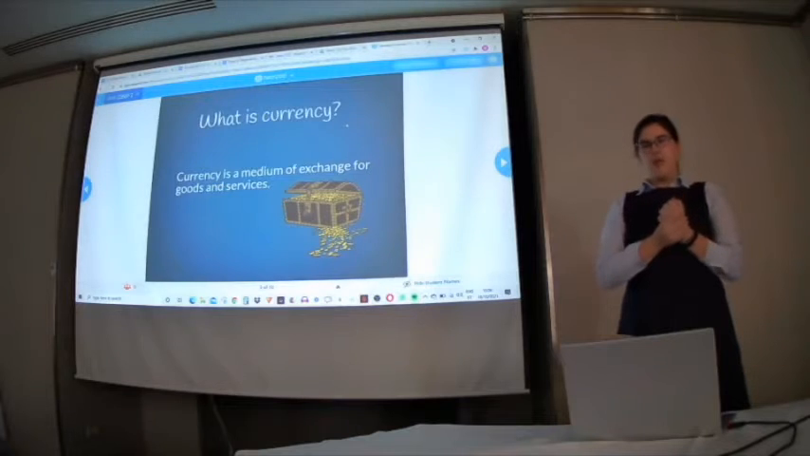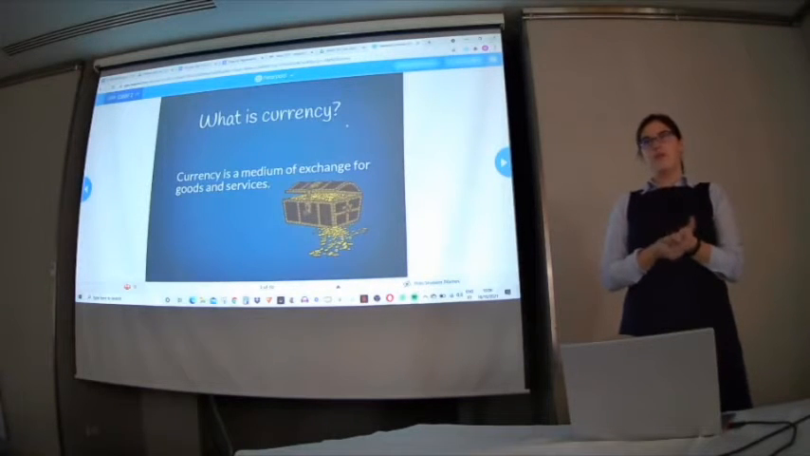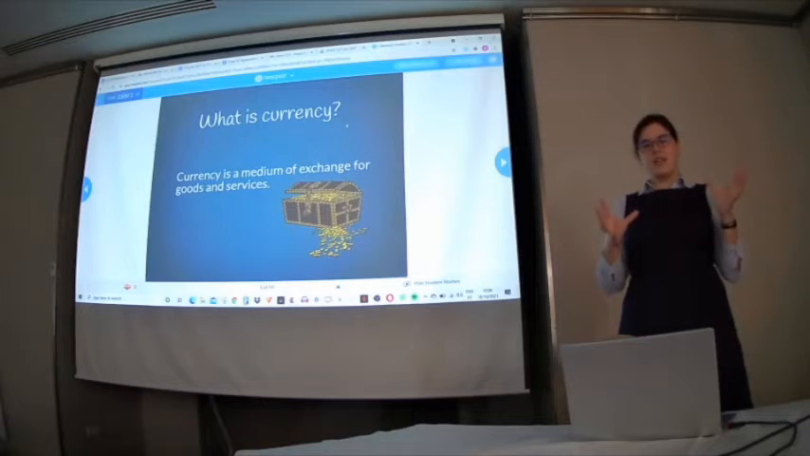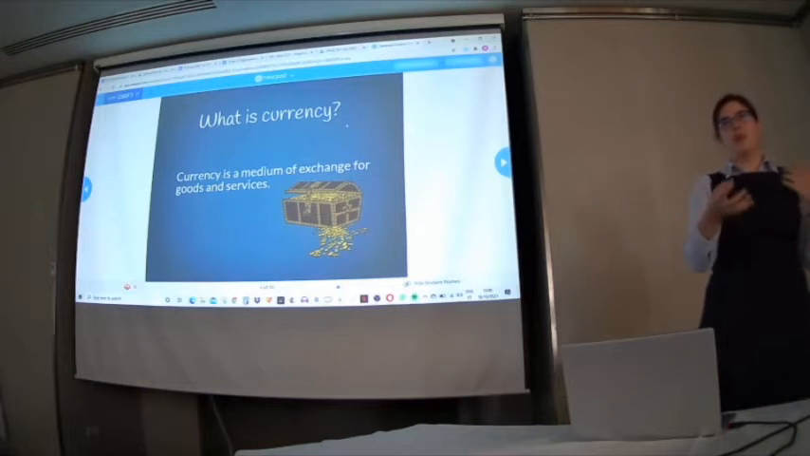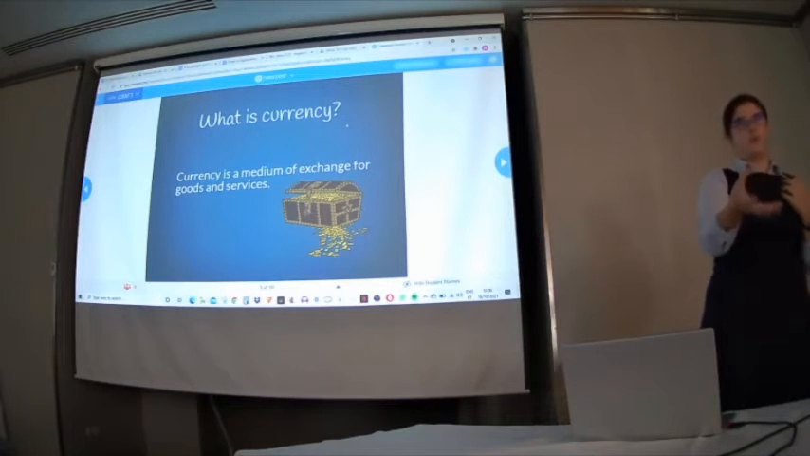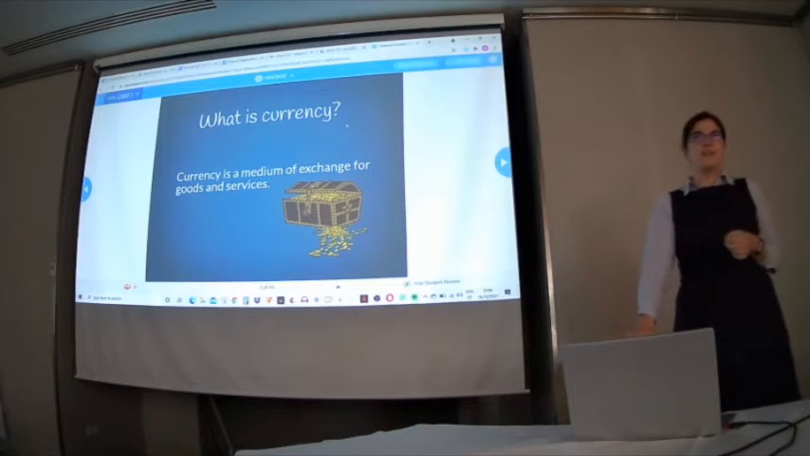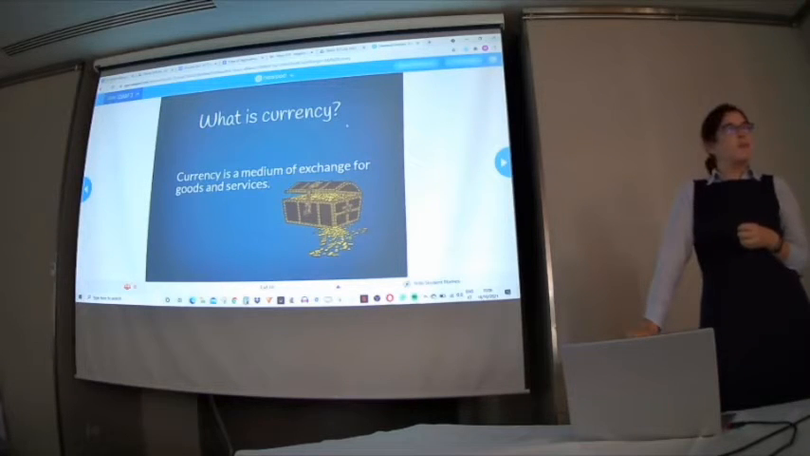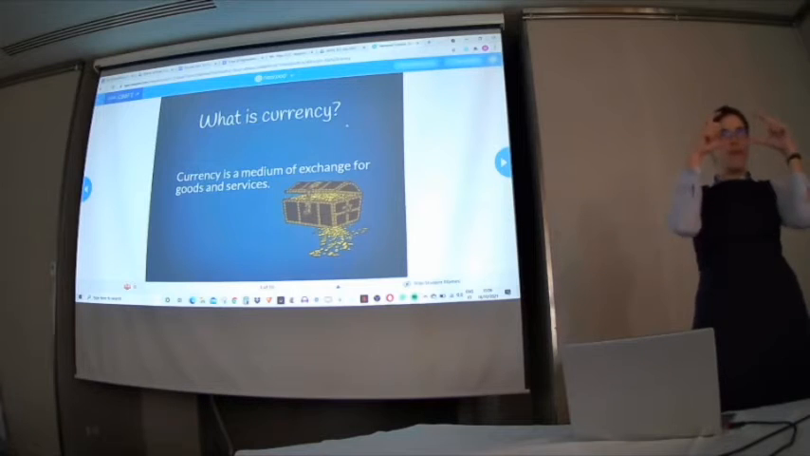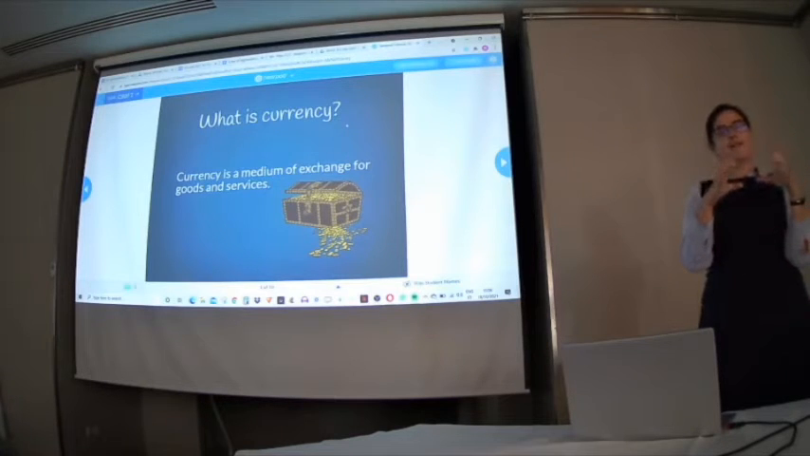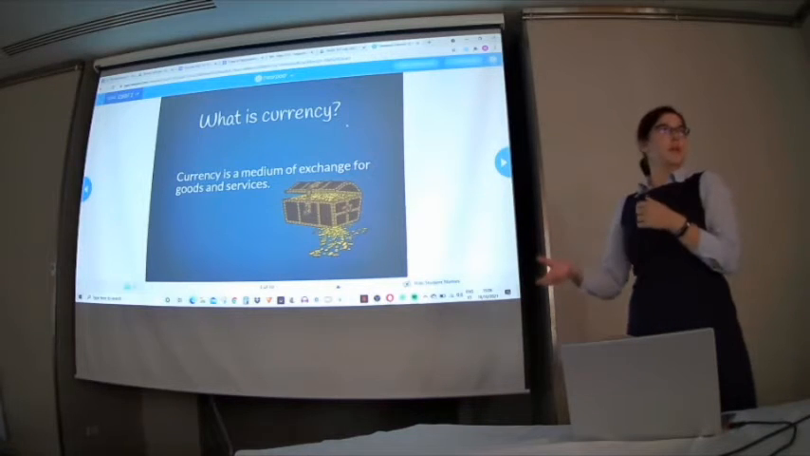The idea of currency is that it is a medium of exchange for goods and services. So we want something and we have to give something to get what we want. And to make life easier, once upon a time people invented money and now we use it. Do you imagine, we have some paper with numbers on it and we exchange it for goods?